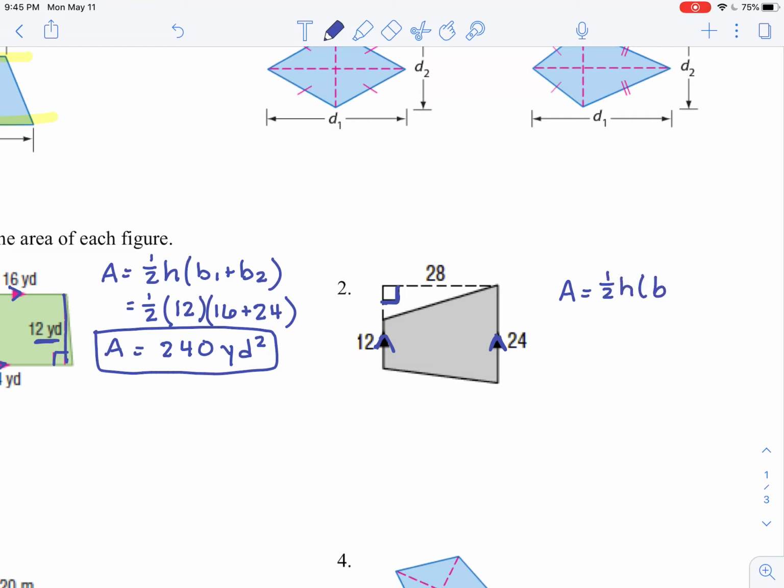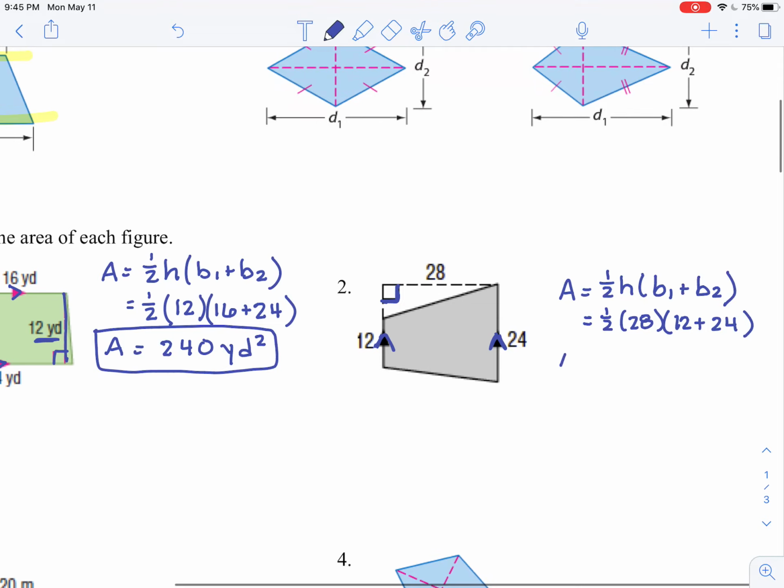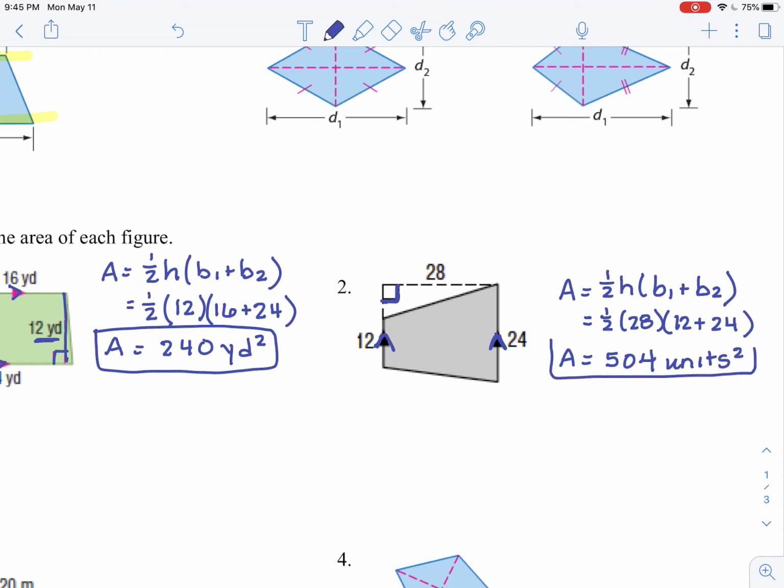So again, area of a trapezoid, 1/2 times the height times base 1 plus base 2. So here our height is 28, and the bases are 12 and 24. When you put all of this into your calculator, you should get that the area is 504. And here they didn't give us any units, so we're just going to write the word units squared.